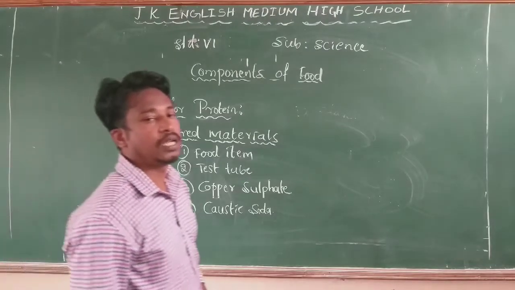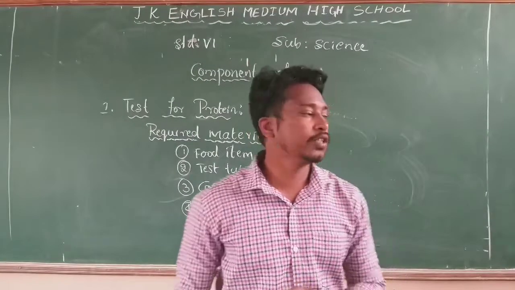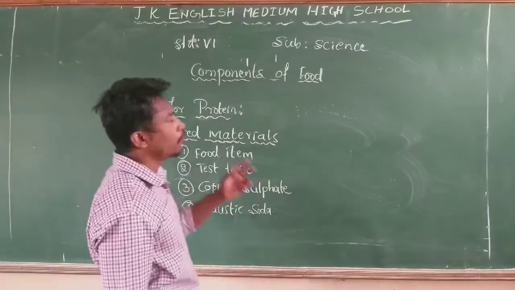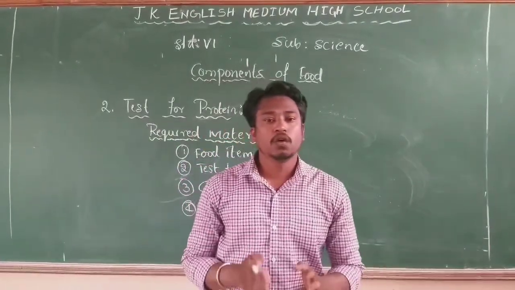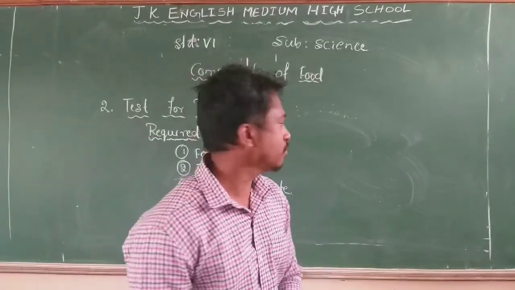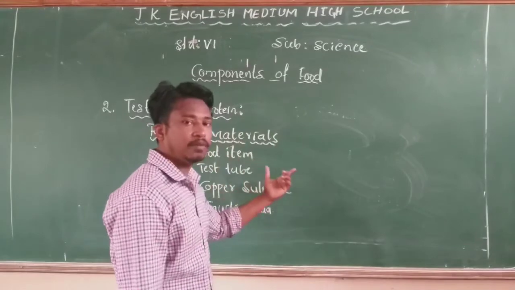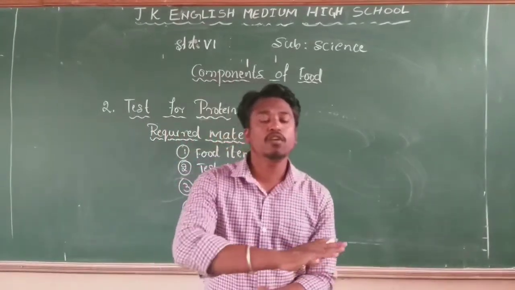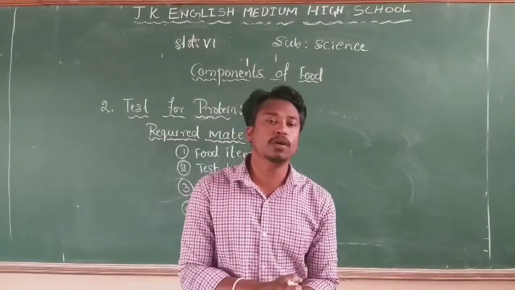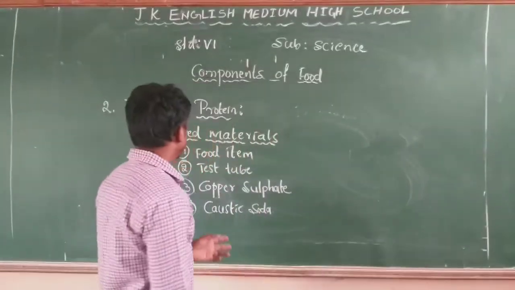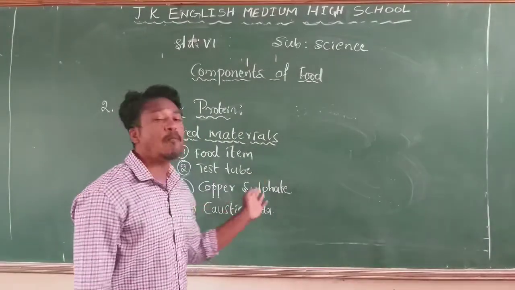Okay, students. Now we are going to study the test for protein. To carry out this protein test for food items, we require a food item. But if the food item is solid, you have to grind it and make it into powder. And we need a test tube and copper sulfate.